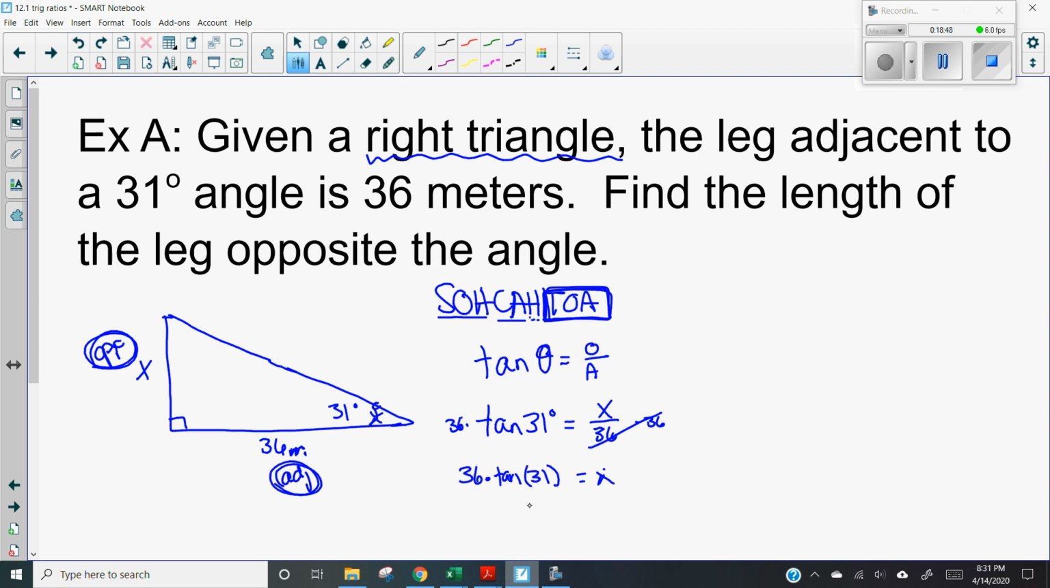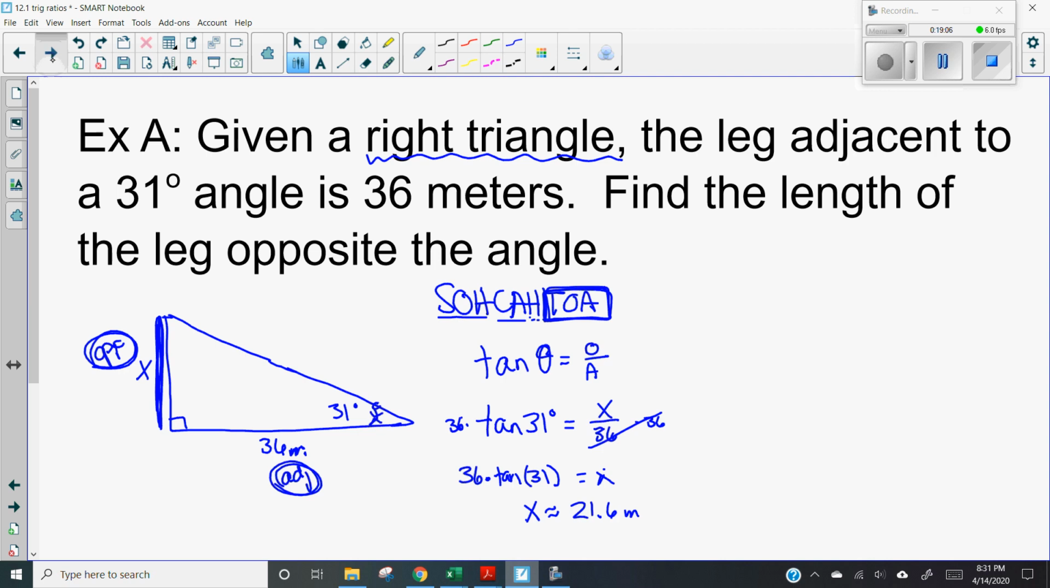Okay, so that should be about, let me see, 21.6 meters. Okay, that would be how long this side would be.